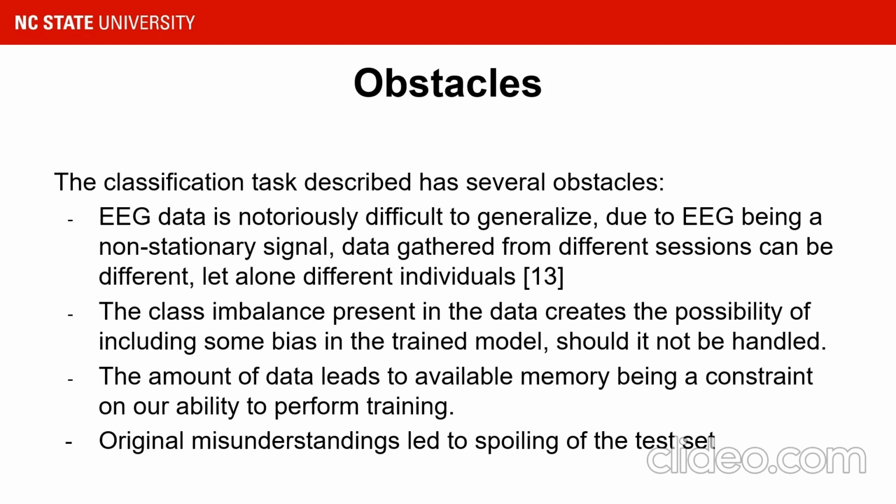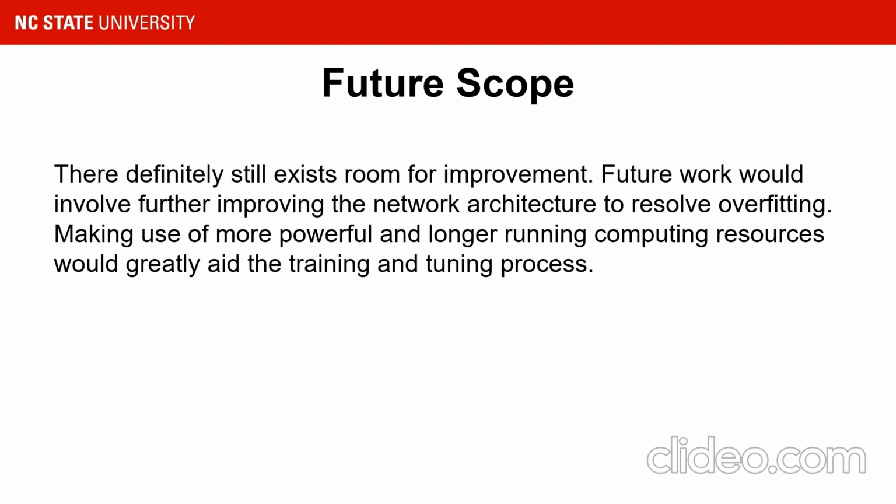We did have one mistake where the original data processing approach actually led to a spoiling of the test set, and that was a problem. And we have resolved that now, and that accounts for why our early results were actually better than our current results. For future scope, we really could probably eke out a little bit more performance here, and using some more powerful, longer running compute services as opposed to Colab would greatly aid that training and tuning process.